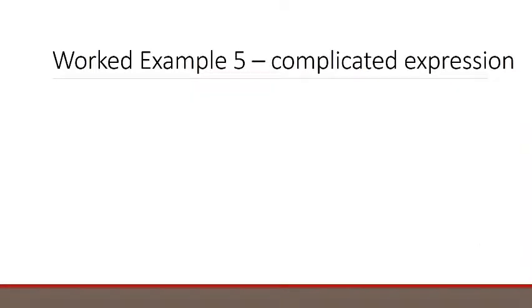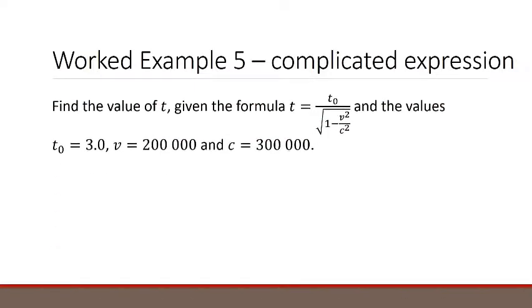So let's have a look at worked example 5, which has a complicated expression. Here it is here, but don't be put off by the fact that it looks a little bit difficult. It says find the value of t given the formula t equals t0 over square root of 1 minus v squared on c squared. And the values t0 equals 3.0, v equals 200,000, and c equals 300,000.